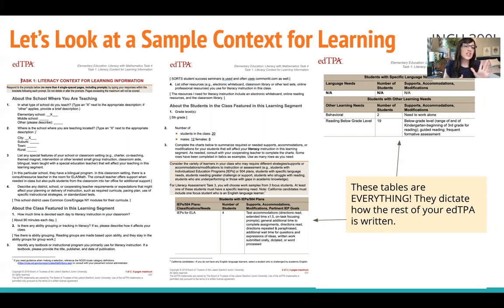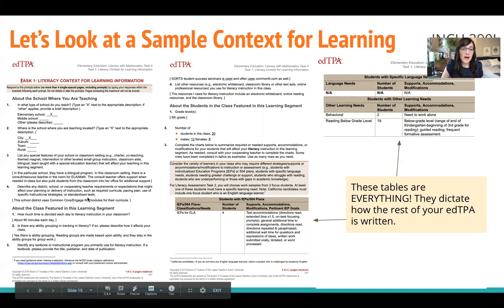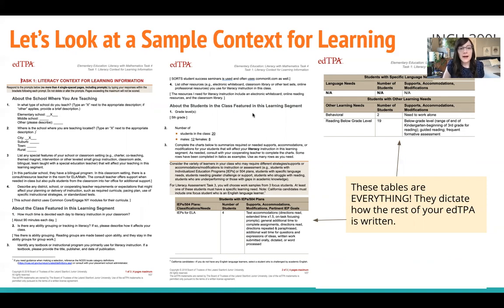So you can see she's in an elementary school in the city. They're using the EngageNY modules as their curriculum. They teach 90 minutes of reading. There is ability grouping in this class. It's 5th grade. There are 20 students. You can see the gender split out. Remember, you have to do that for the edTPA. You don't have to do that for your 390 class.